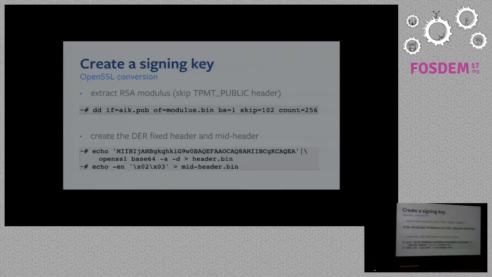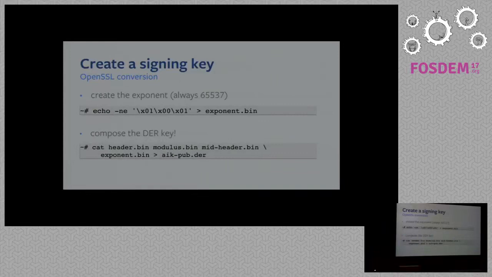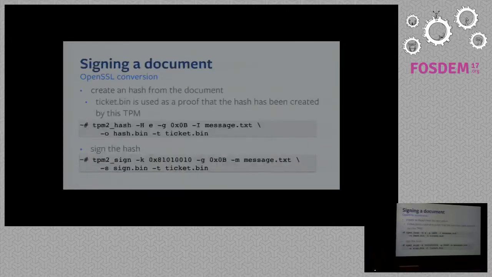And then we need to create a fixed header. This is a DER header, fixed for RSA keys, and a middle header, which is just metadata describing what the exponent looks like. So basically, it's saying it's a 3-byte integer. And then, when we have all these bits, we can compose them into a public key, which can be used by OpenSSL in that format. You can convert it to PEM format if you like at this point. Then we need to sign a document, and with the exported public key, we can verify it. To do that, we use these two commands.